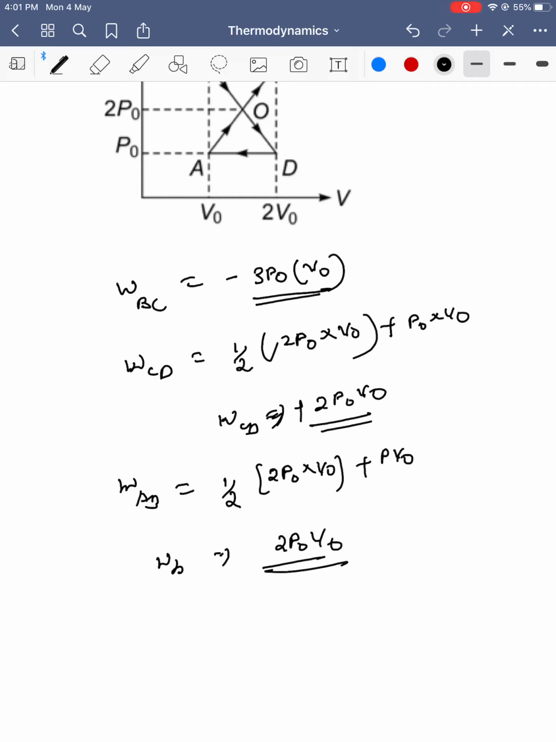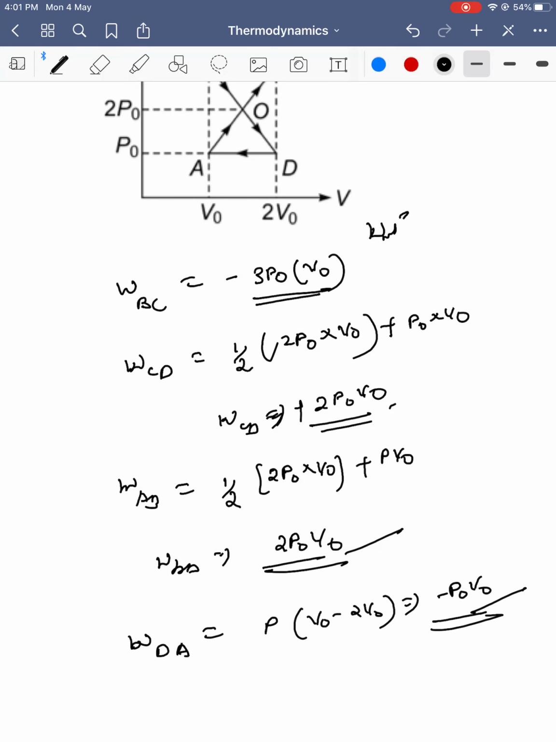Work done in AB. Work done in DA is equal to P into V2 minus V1, V0 minus 2 V0, which is equal to minus P0 V0. If you add everything, we are going to get 0 value. Minus P0 V0 plus 2 V0, P0 V0 remains 3 P0 V0. So net work done is equal to 0.